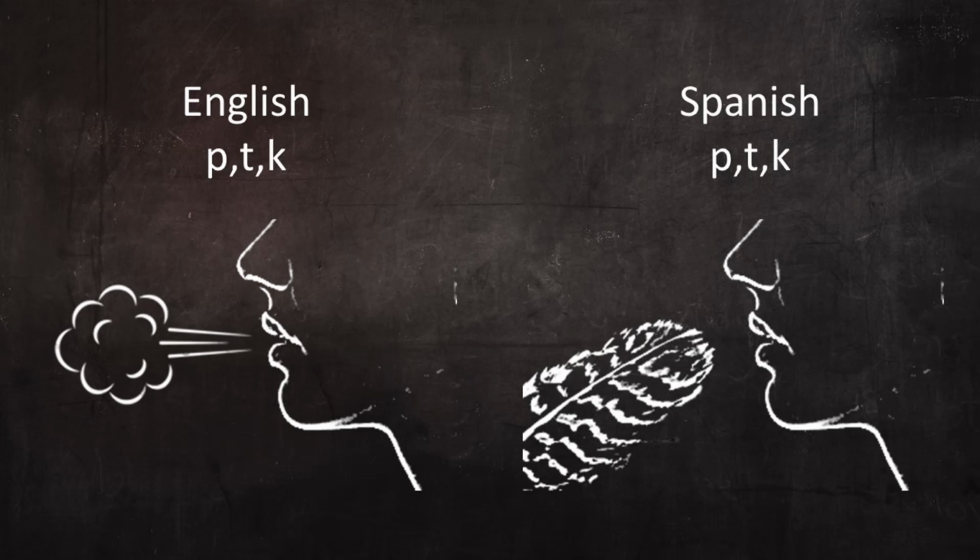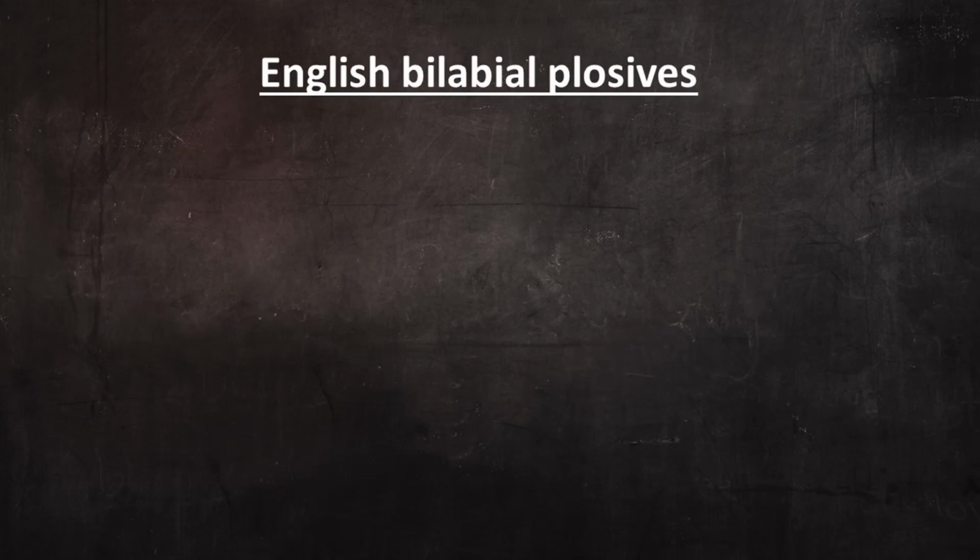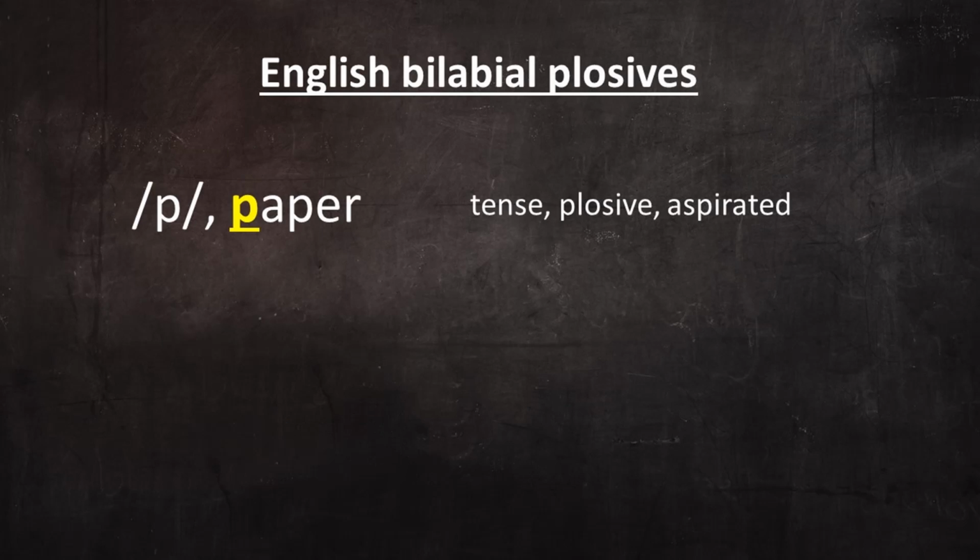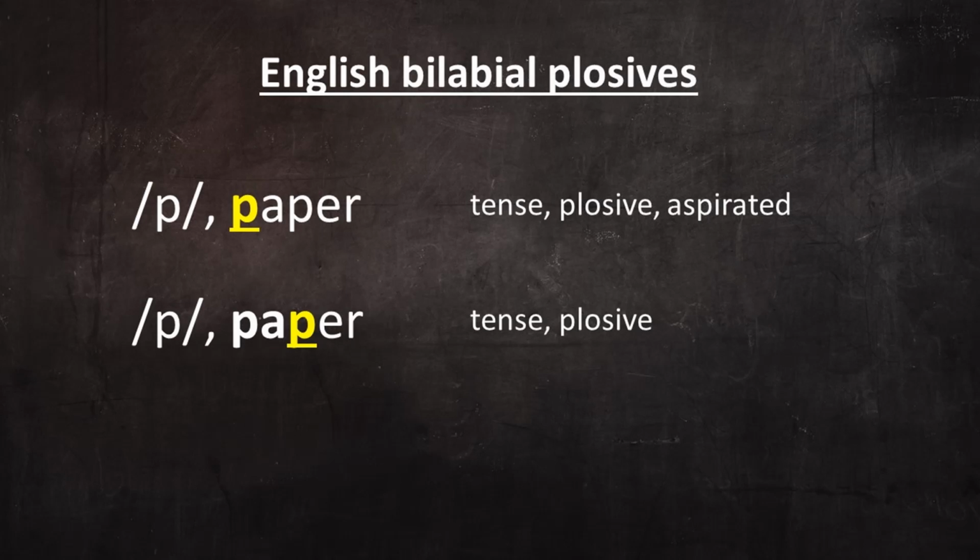I think the easiest way is to link the Spanish sound with an English sound we already know how to pronounce. I'll explain what I mean using English bilabial plosives, voiceless and voiced. We can rank the syllable initial bilabial plosives this way, with stressed syllable initial p at the top. It's tense, plosive, and aspirated. Next is the unstressed syllable initial p. It's tense and plosive, but not aspirated. And here at the bottom we have stressed syllable initial b.